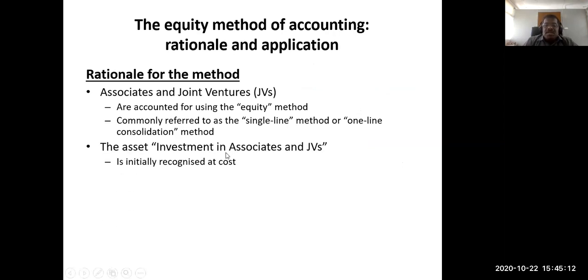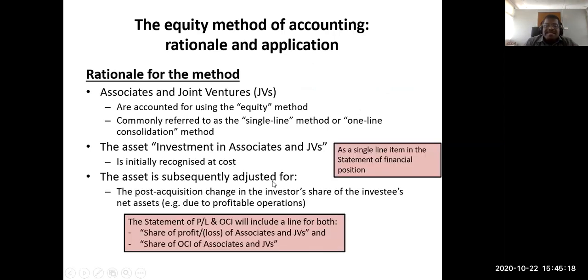The asset, investment in associates and joint ventures, is initially recognized at cost. That's important. At cost you recognize initially, then as a single line item in the statement of financial position. The asset is subsequently adjusted for post-acquisition changes in the investor's share of the investee's net assets due to profitable operations. So the statement of profit and loss and OCI will include a line for both.